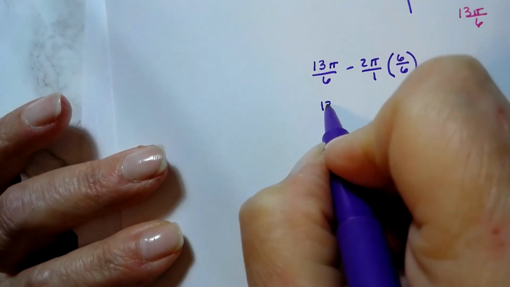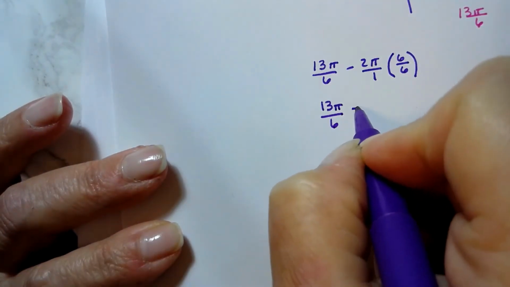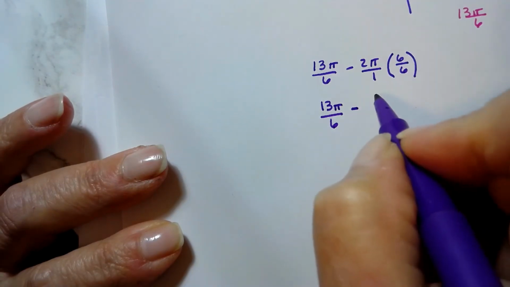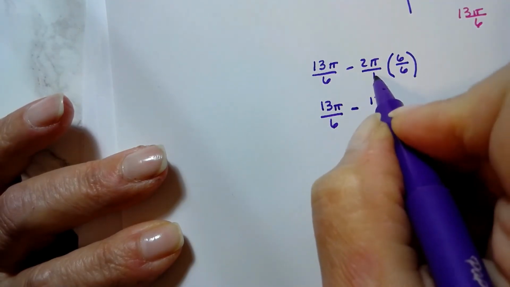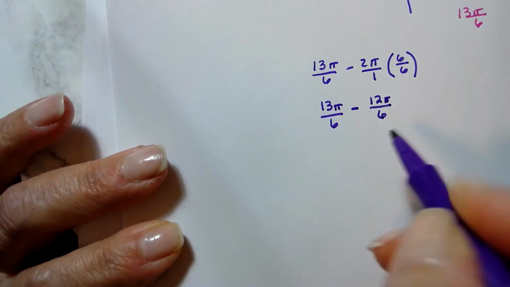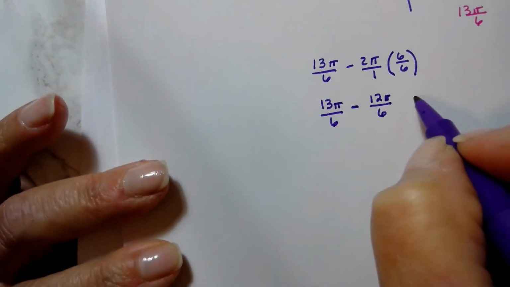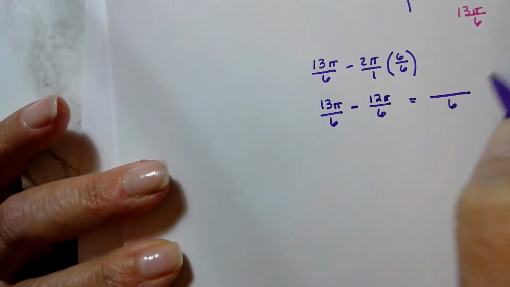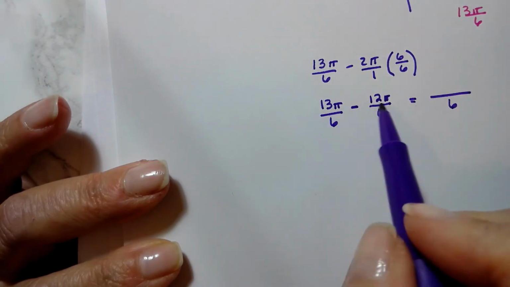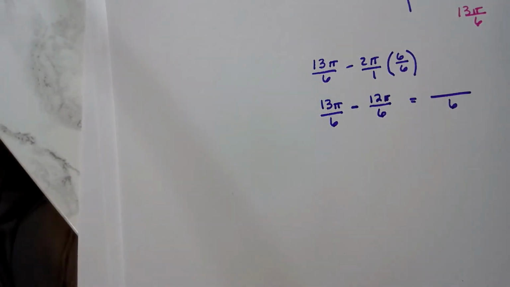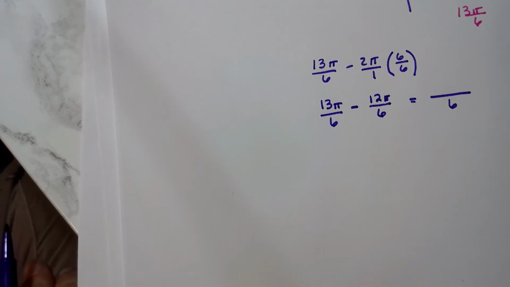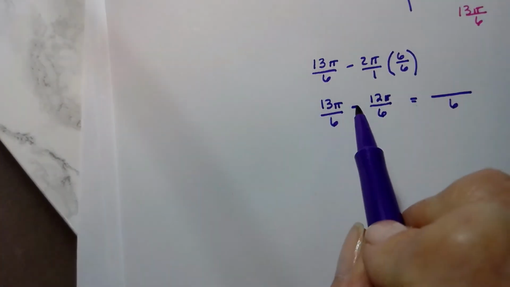So what I get is 13 pi over 6 minus 2 pi times 6, which is 12 pi, and 1 times 6 is 6. Now my denominators are the same, so I can write that common denominator down. Pi is a number, but for the purposes of adding or subtracting and leaving things in terms of pi, pretend it's an x. So think of what is 13x minus 12x?